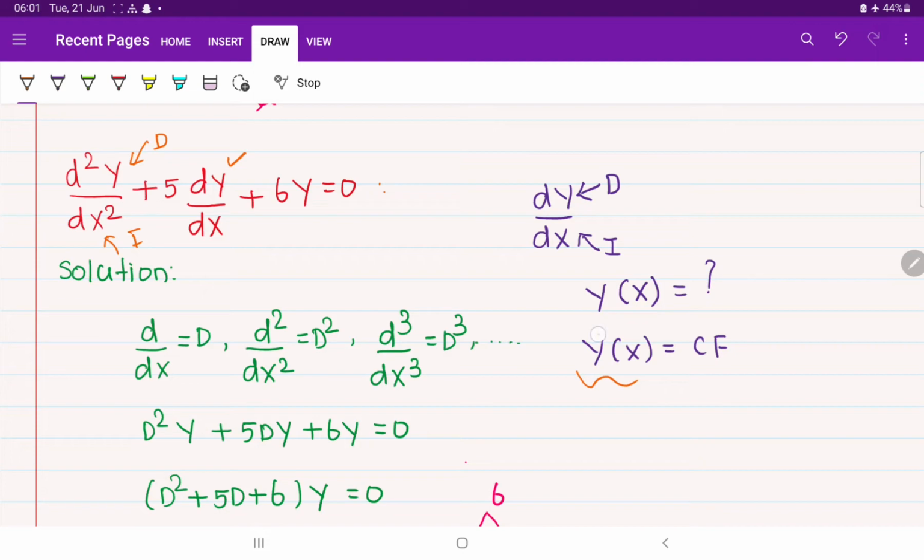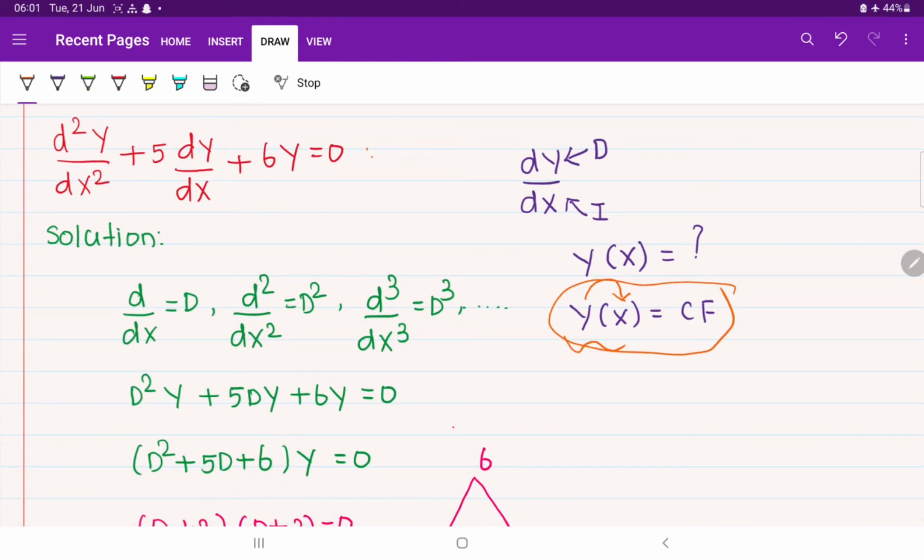We have to write the dependent variable depending on the independent variable, y of x. We should write it like this, equal to only the complementary function. After that, sir, how to obtain the solution? It is very easy. Whenever you are requested to obtain the complementary function of a higher order differential equation, what you have to do is step number 1.